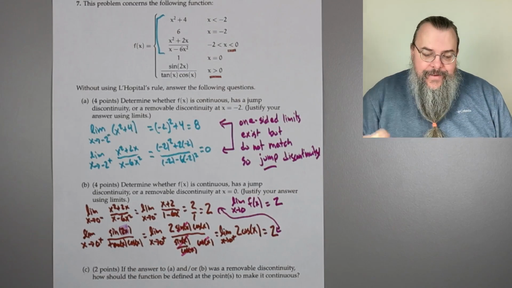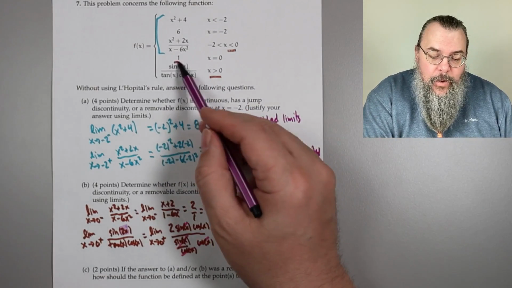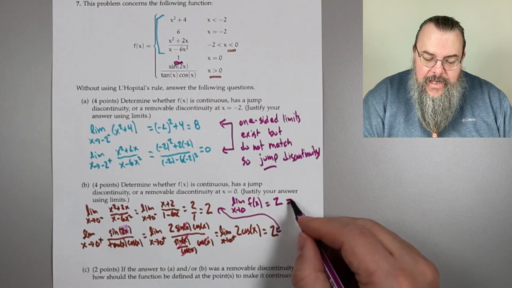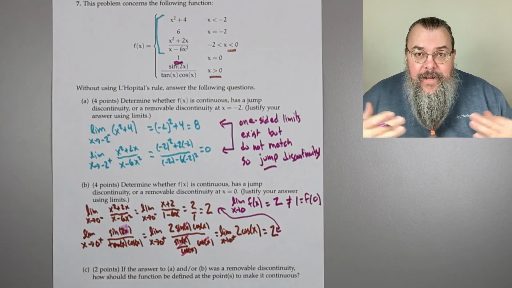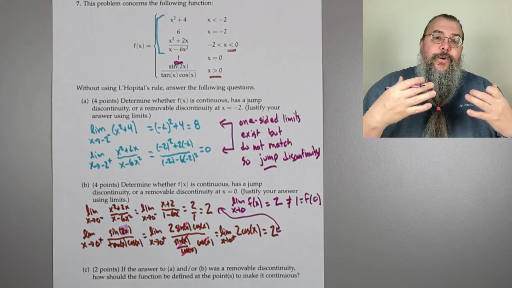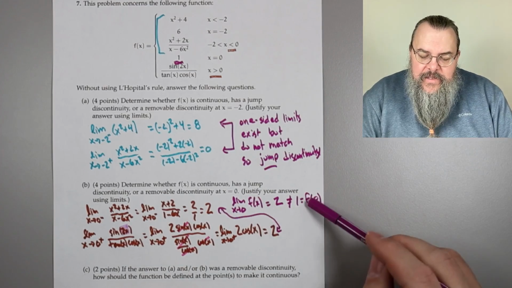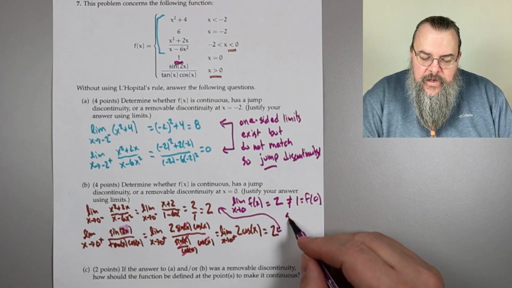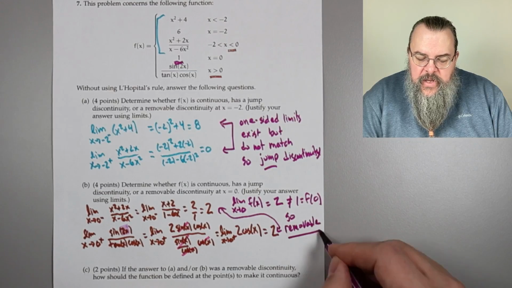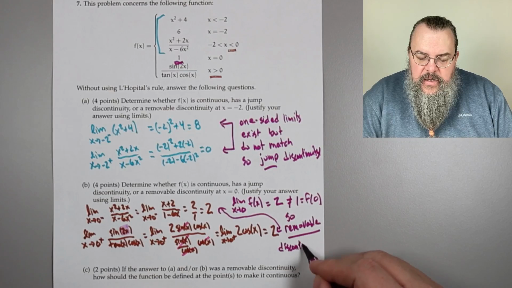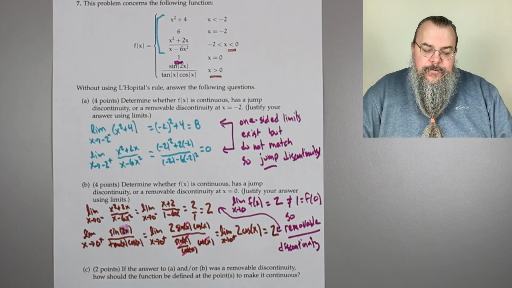However, what is f of 0? Plug in 0, what do we get? We get 1. So this does not equal 1, which is f of 0. So the limit exists, but it doesn't match what the behavior of the function is. So when the limit exists and it doesn't match the behavior of the function, then our conclusion is this is a removable discontinuity. In other words, you just have to plug in and say, look, change the value at 0.